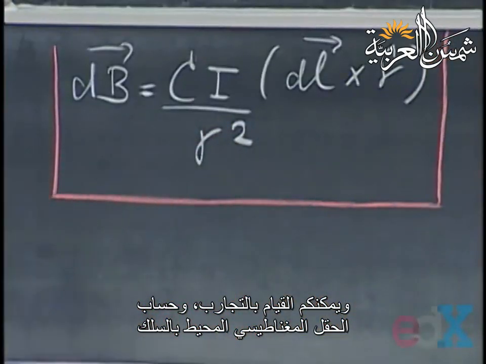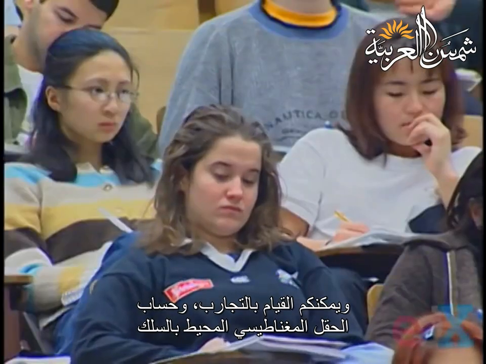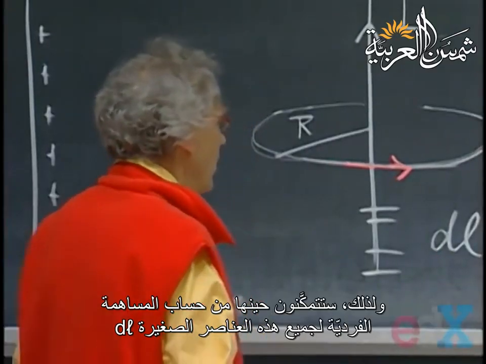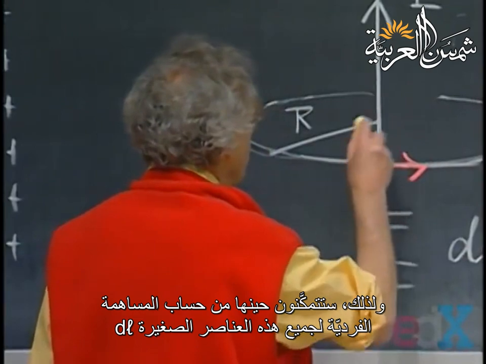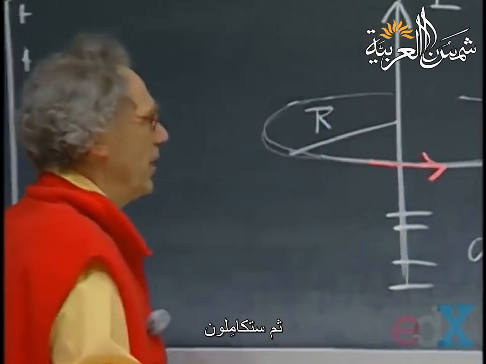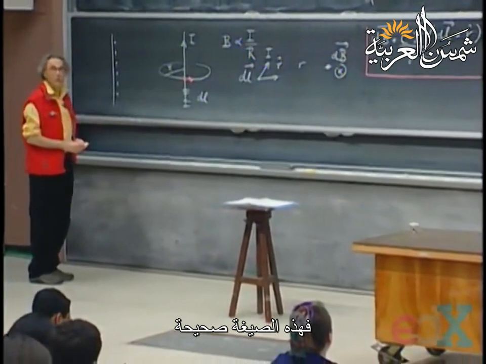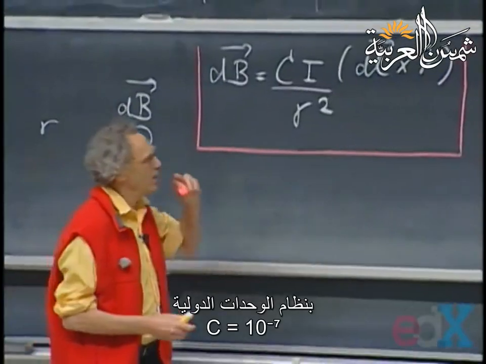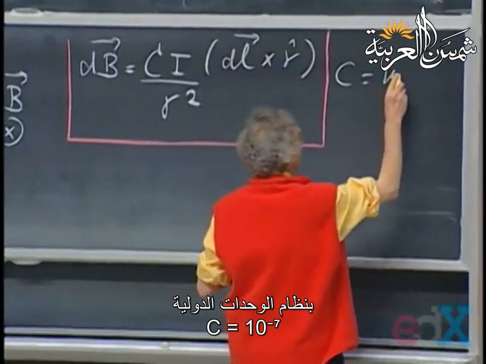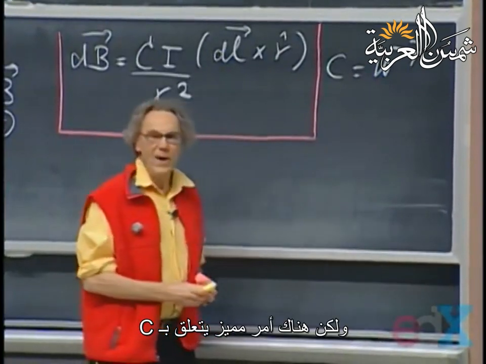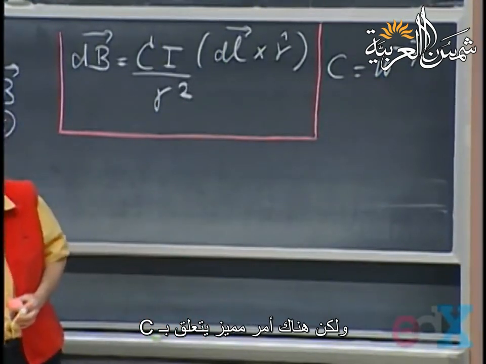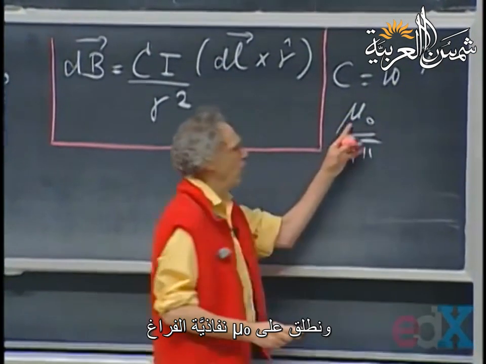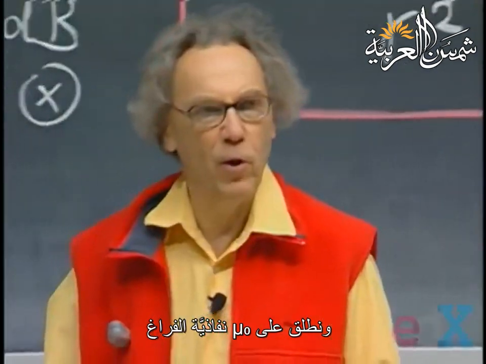And you can do experiments and measure the magnetic field in the vicinity of wires, and this formalism works. So you then calculate the individual contributions of all these little elements dl, and then you do an integration, and this formalism works. You can then also measure what C is. In SI units, C is 10 to the minus 7, but we write for C something quite peculiar. We write for C mu 0 divided by 4 pi. And we call this mu 0 the permeability of free space.